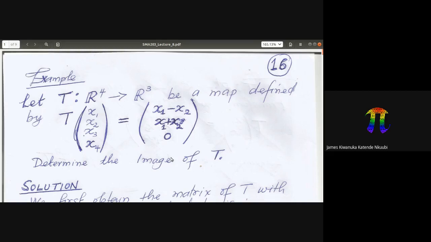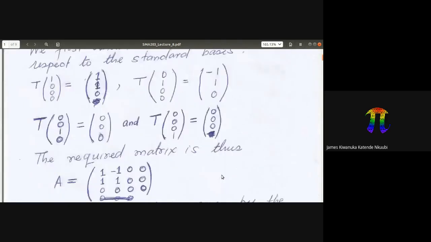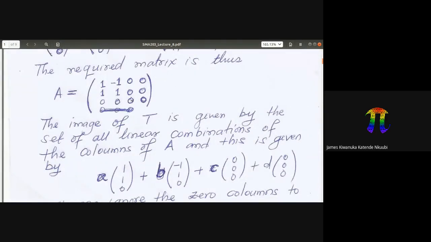So we do another example. It says let T be a map from R4 to R3 defined by this. We need to determine the image of T. So the first thing we do is to find the matrix of the transformation using the usual style. So the matrix turns out to be this matrix. The last two columns are 0, and the first two columns are (1, 1, 0) and (-1, 1, 0).